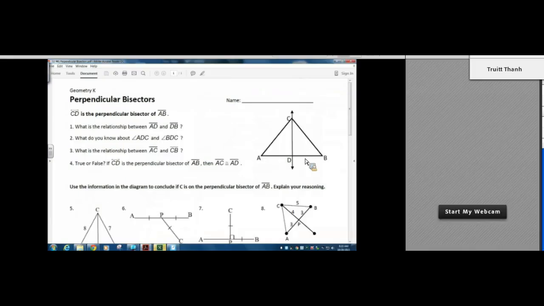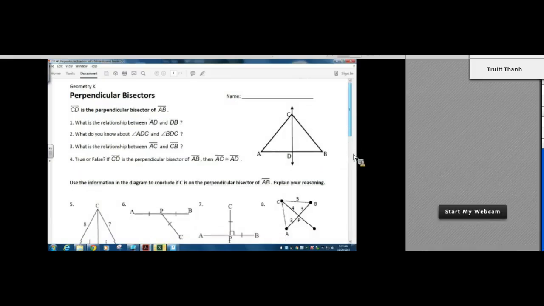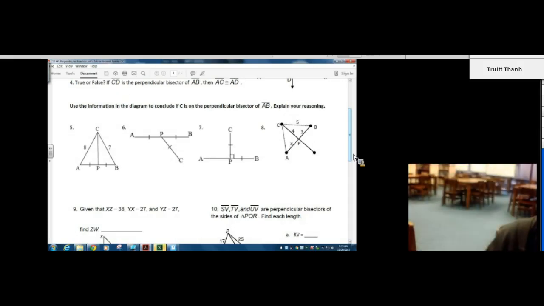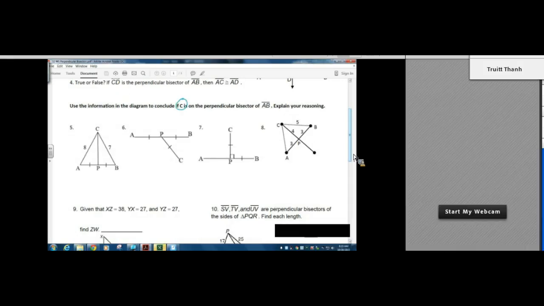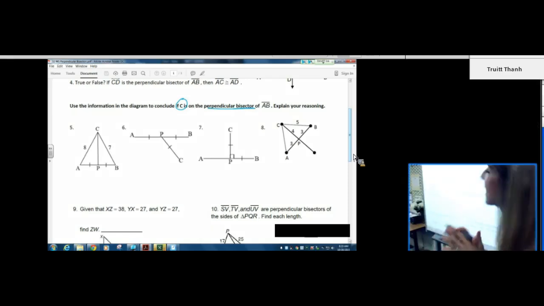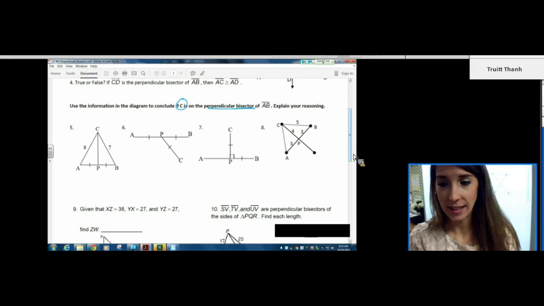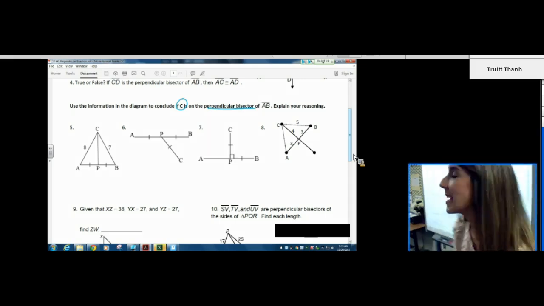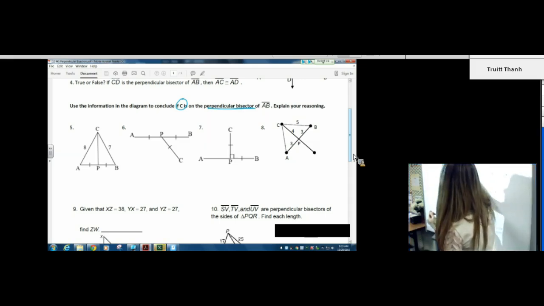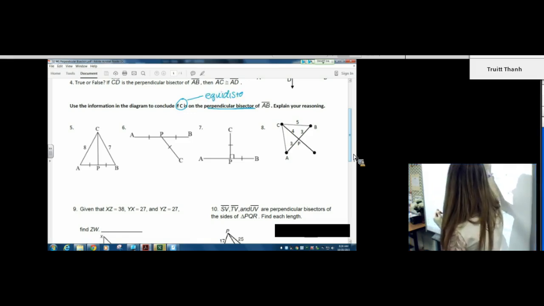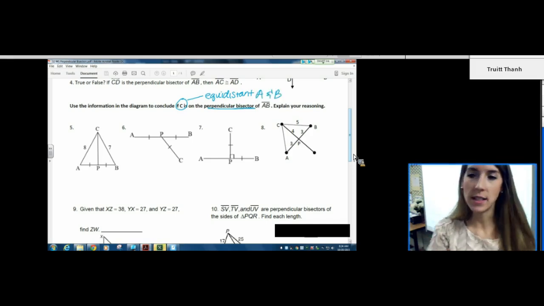Let's look at this section in the middle here, 5 through 7. Use the information to conclude if C is on the perpendicular bisector of AB. Explain your reasoning. All right, so if C lies on the perpendicular bisector, then we learned from the perpendicular bisector theorem that C would be equidistant from A and B. It would be the same distance from A and from B.